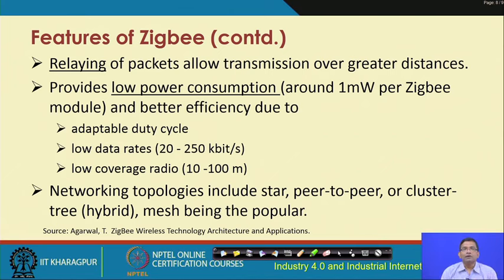It provides low power communication, around 1 megawatt per Zigbee module, and has features such as an adaptable duty cycle, low data rates of about 20 to 250 kbps, and a low coverage range of 10 to 100 meters. Zigbee supports different network topologies such as star, P2P, cluster tree and mesh topology, and mesh is one of the most widely used topologies using Zigbee.